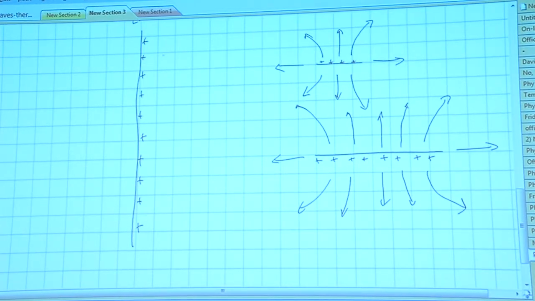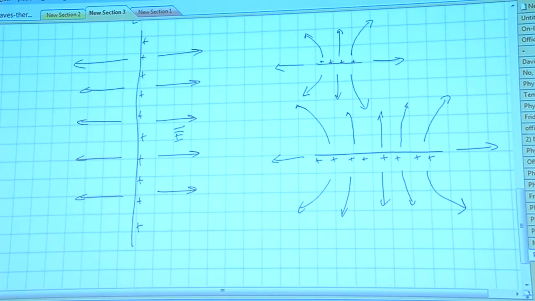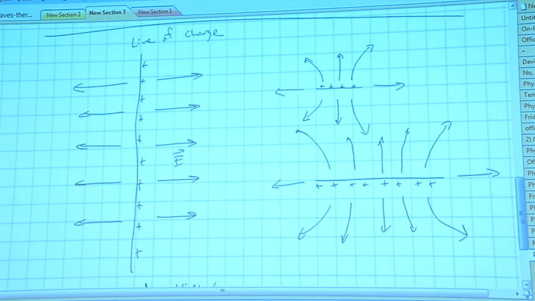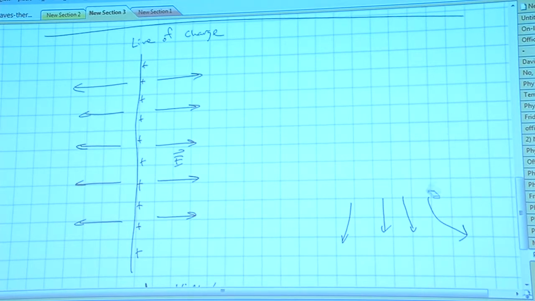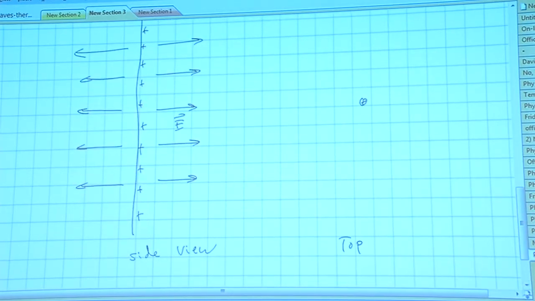So what does the electric field look like here? It looks like this. This is our side view. I'm going to draw a top view also. Here's our line of charge, right? And what does the electric field look like? It comes out in all directions.